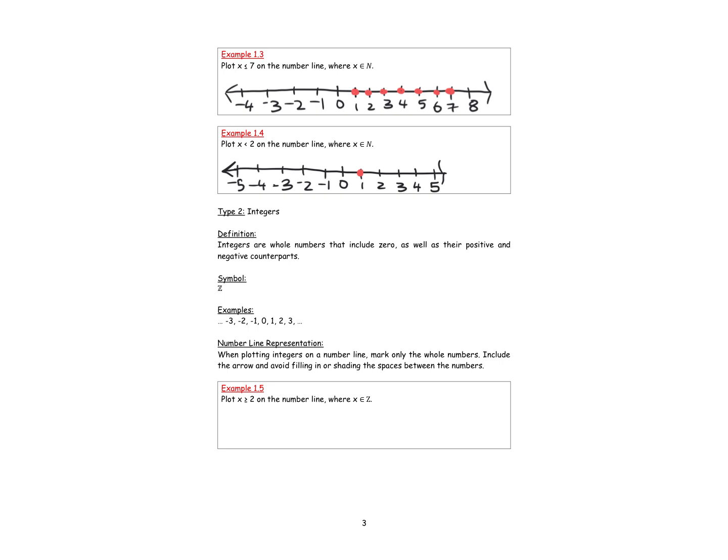When plotting integers on a number line, mark only the whole numbers, include the arrow and avoid filling in or shading the spaces between the numbers. It's very similar to how we would have plotted natural numbers. You plot integers in the same way.